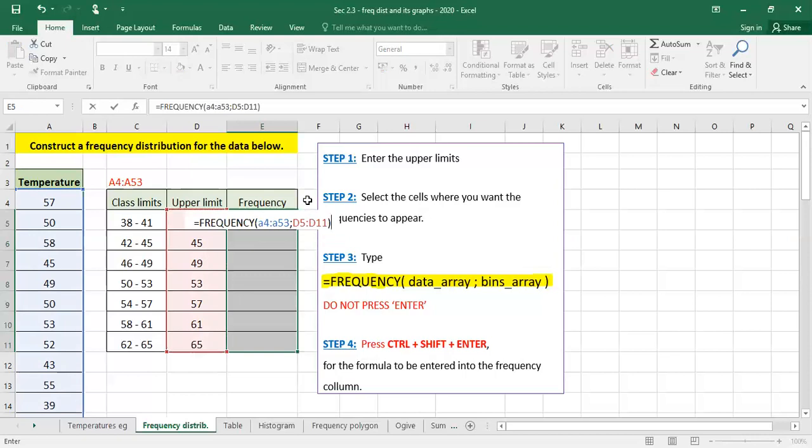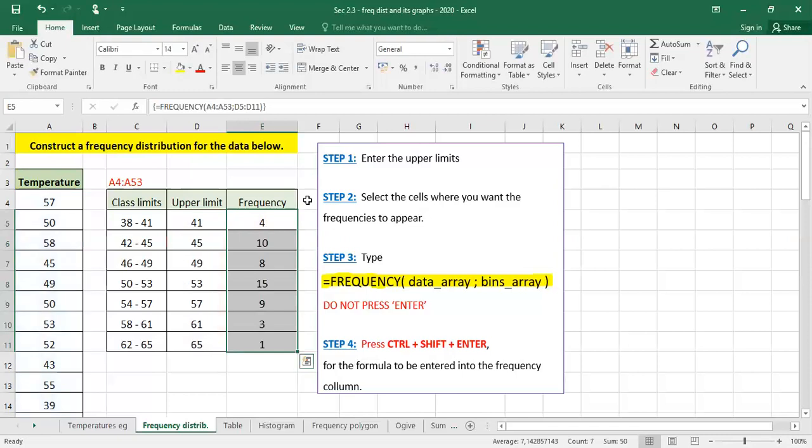We have to hold down Control and Shift and press enter. So Control, Shift, enter, and it gives me the frequencies for all of them. If you just press enter, it'll only give you the frequency for that very first class. If you then try to use the autofill based on that, it doesn't work. So you have to do it like this: select all of them, put in the command, and then at the end press Control, Shift, enter together.